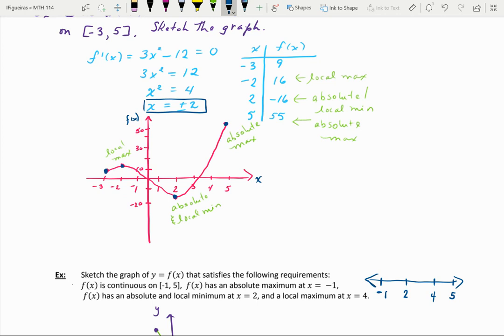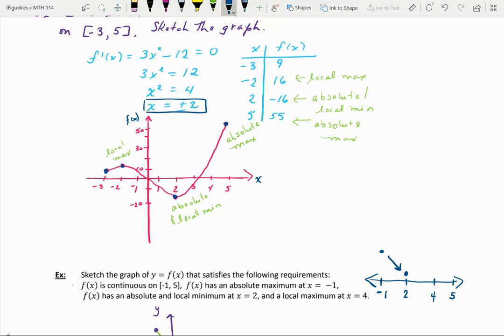So I have an absolute max at -1. That means nothing can be higher in the graph than what the y value is at -1. So I'm going to draw something kind of high up here to kind of help me. And then I have an absolute minimum at 2, but it's also a local because 2 is inside of the interval. So that means from -1 to 2, it must be going downward. And then I'll have something that's lower than what I had at -1 because it's an absolute minimum. And then I have to have a local max at 4. So from 2 to 4, it has to go up.